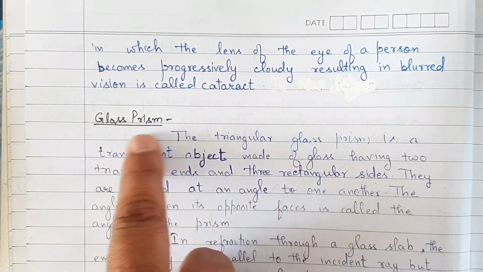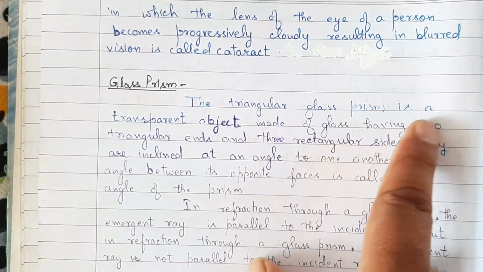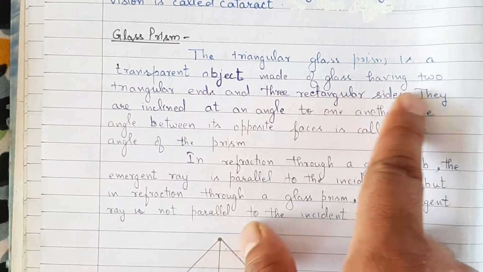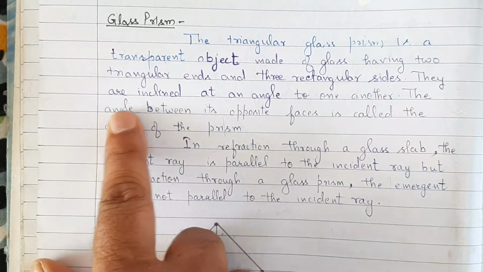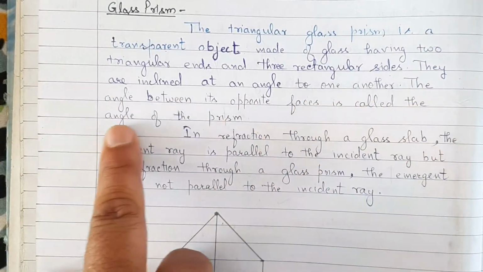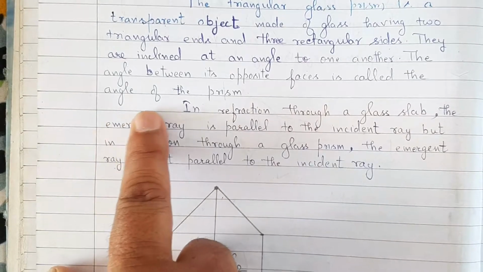Glass prism. The triangular glass prism is a transparent object made of glass having two triangular ends and three rectangular sides. They are inclined at an angle to one another. The angle between its opposite faces is called the angle of the prism.